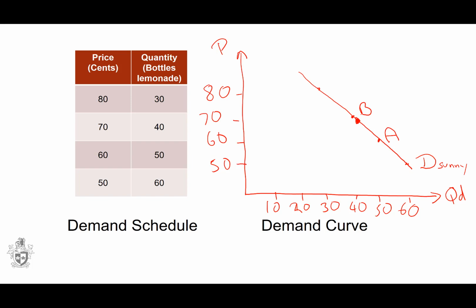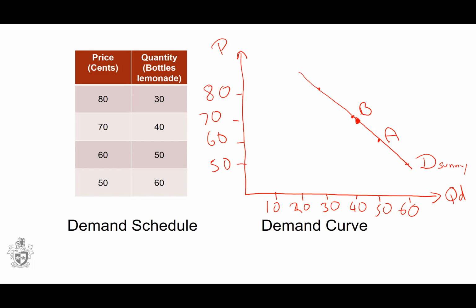Let's say that it isn't price that's changing, but something else is changing. Let's take an example where the price is unchanged, but it's no longer a sunny day, it's an overcast day. Does this mean that the quantity demanded will stay the same? And the answer is no. Now, why would this be the case? Most likely, if it's an overcast day, fewer people want to go to the beach. If there are fewer people at the beach, there are fewer people to buy bottles of lemonade.